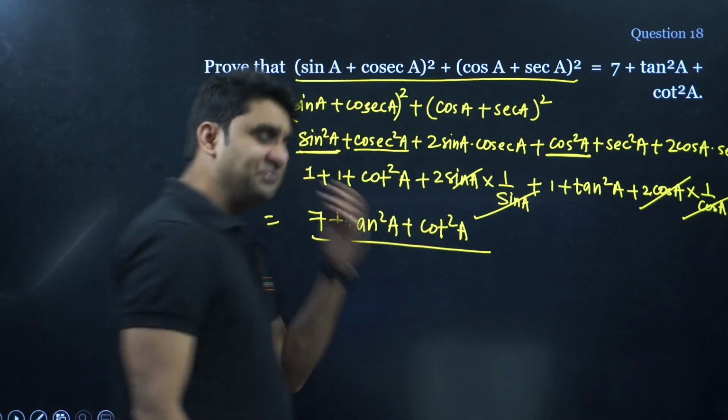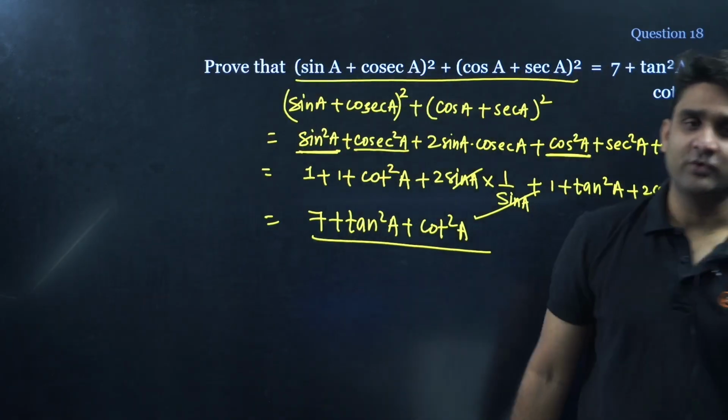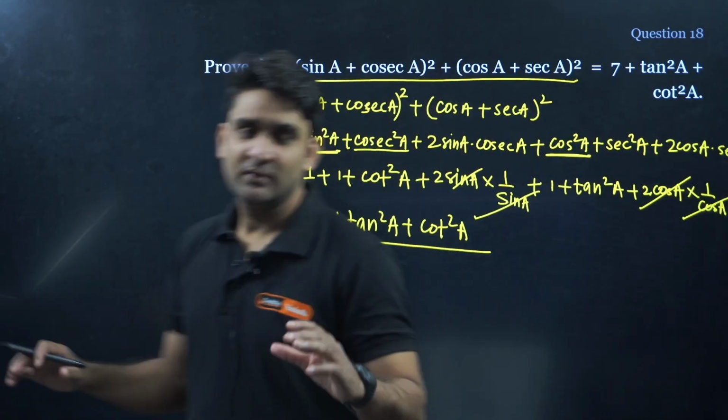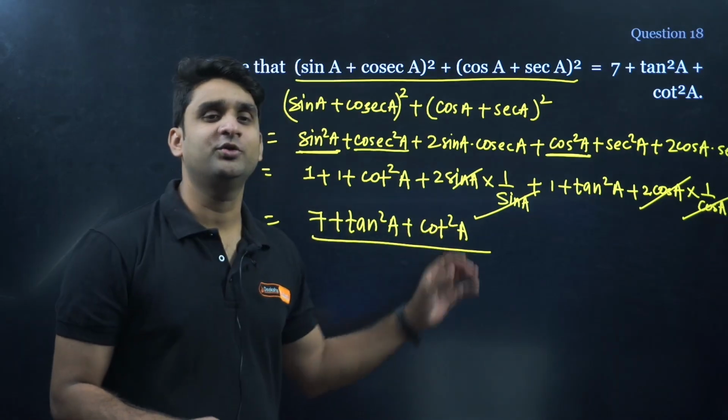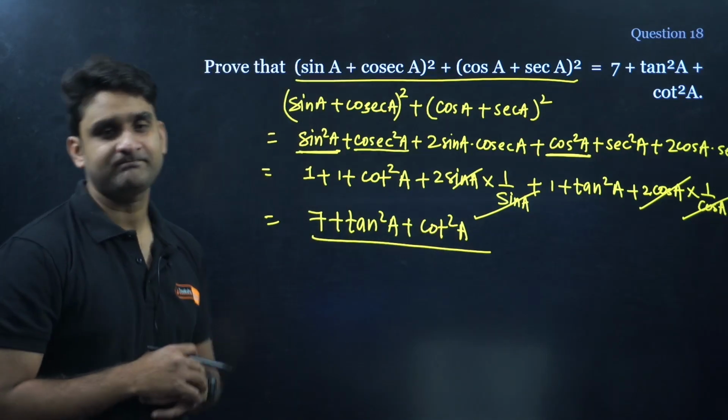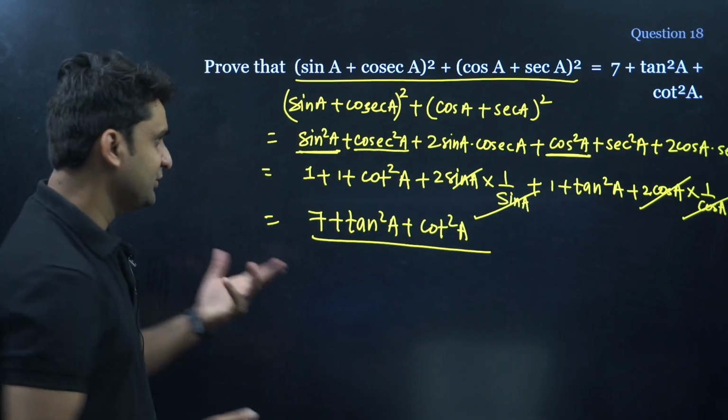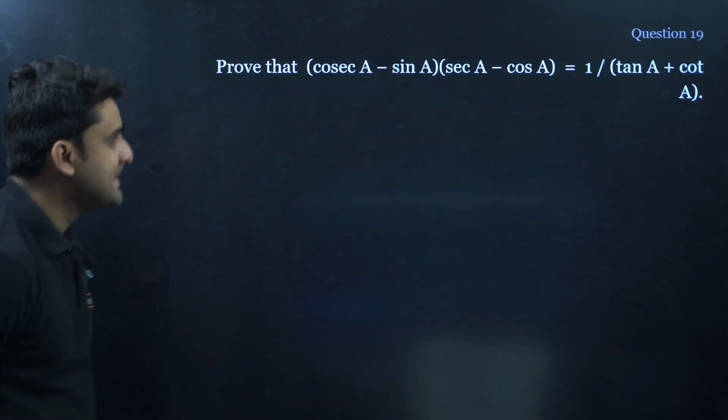7 plus tan square A plus cot square A, hence proved. Clear to everyone? So this was the result. Moving to the next question.